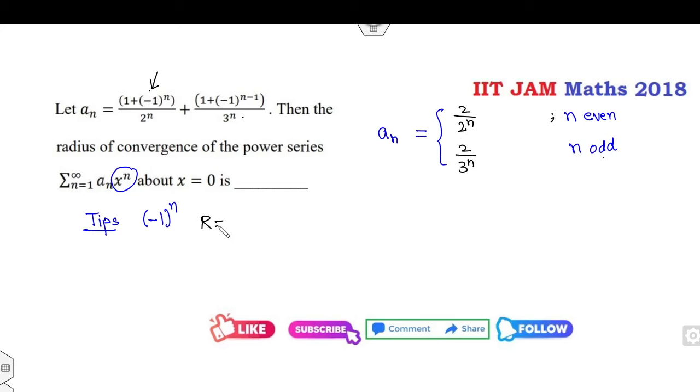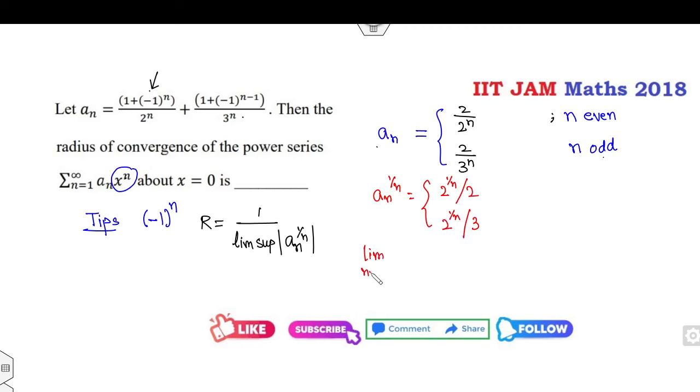Then your target is to find 1 over limit supremum of the absolute value of an to the power 1 over n, because the power is n only. Now can you find the limit of this case? Firstly you have to take an to the power 1 over n. So this number will be 2 raised to power 1 over n divided by 2, and 2 raised to power 1 over n divided by 3. Now if you take the limit as n approaches infinity, this expression will be 2 raised to power 0, that is 1, and it is 1 over 3.